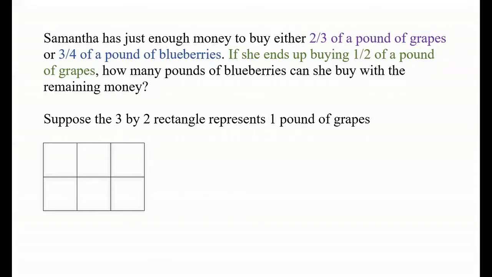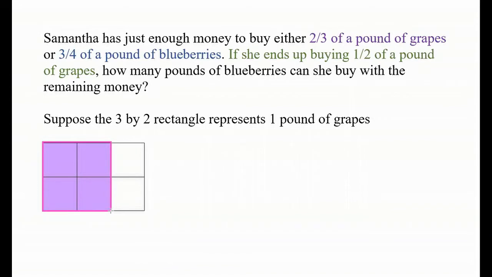This is my 3x2 rectangle, and that represents 1 pound of grapes. Why did I choose 3x2? Because I am interested in representing this fraction, 2/3 of a pound of grapes, and half a pound conveniently. So what I've done, I have shaded 2/3 of a pound of grapes. So this is really what she can buy with all the money she has.